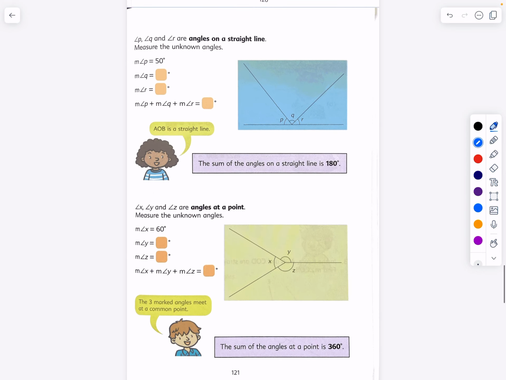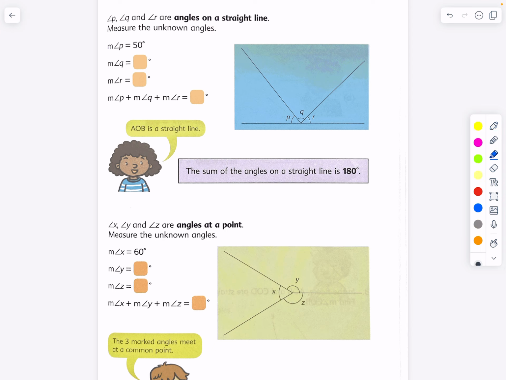Now, the next important tool is understanding a straight line. So if we do have a straight line, angles P, Q, and R are angles in a straight line. What does it mean? I'm going to label it S. S is a straight line. And we do have rays coming out. We have this ray, and we have another ray right here. And we have three different angles, angle P, Q, and R.